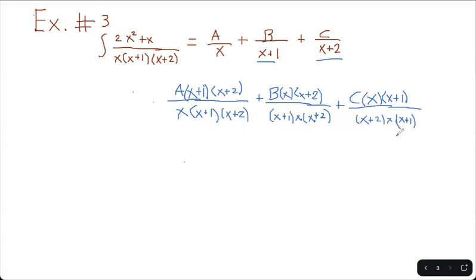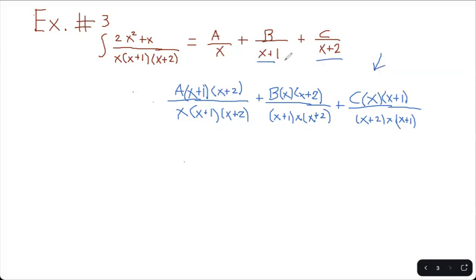So now we see they're all in the same denominator, although in kind of different orders, all three of them have X. All three of them have X plus 1 and X plus 2. So now we have them all in the same denominator. So this is actually what's going on. When we do this, do you have to do this for every single problem? I would say it depends.